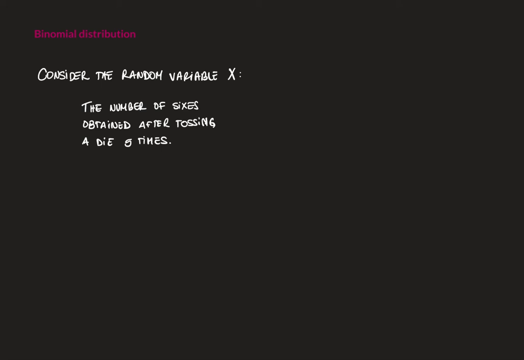In this lesson, we're going to talk about the binomial distribution, and we're going to introduce it by considering one example. Consider the random variable x that is defined as the number of sixes obtained after tossing a die 5 times. We're going to consider getting a 6 a success, and we're going to consider not getting a 6 a failure. So in this kind of experiment, we only have two options.